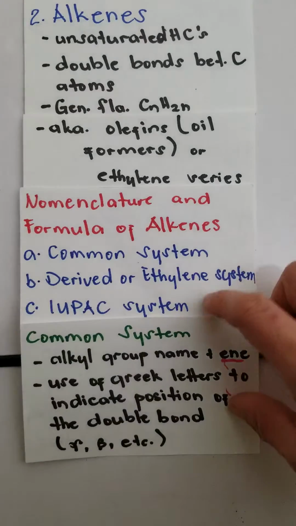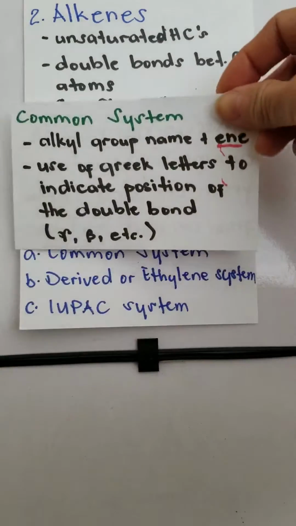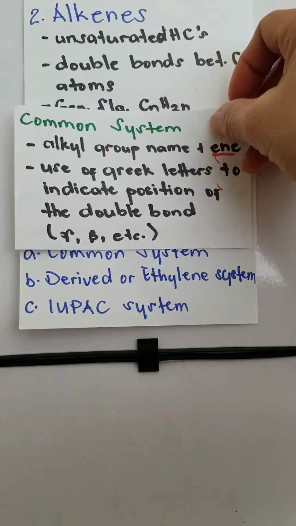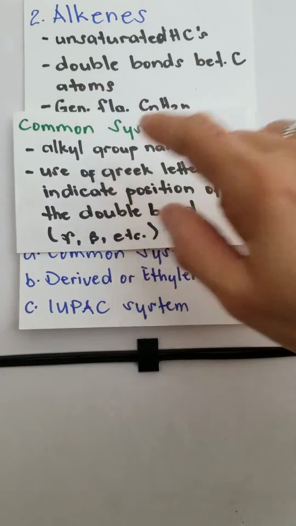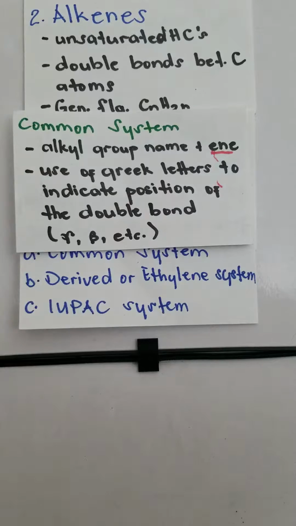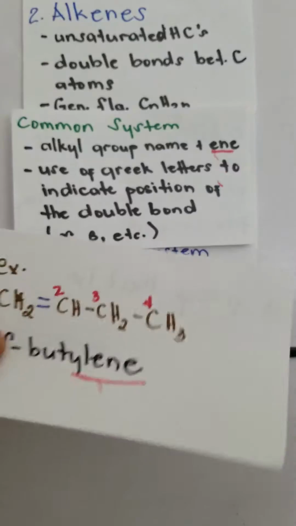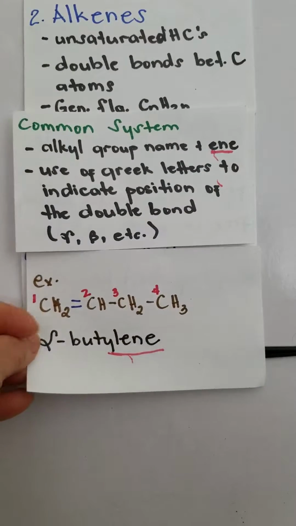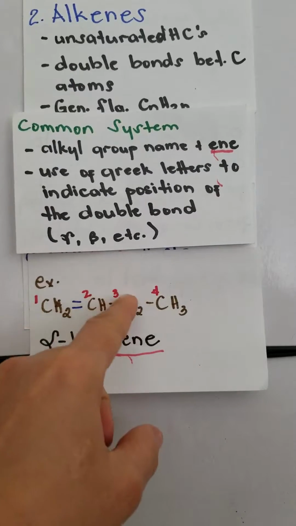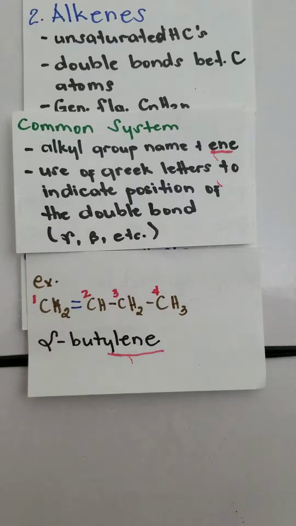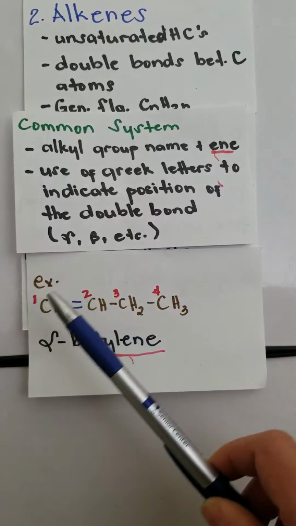Okay, now let us talk about the common system of nomenclature on naming of the alkene, unsaturated hydrocarbon compounds. The first rule is to name first the alkyl group plus the suffix "ene", and then use Greek letters to indicate the position of the double bond. So we have this as our example.